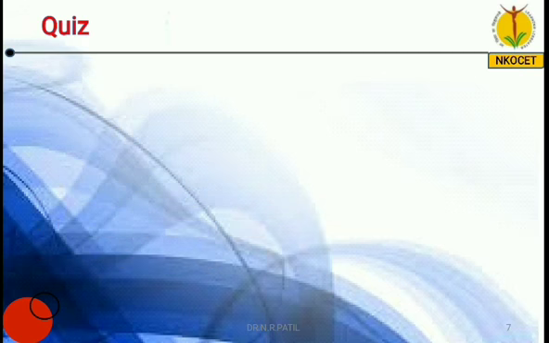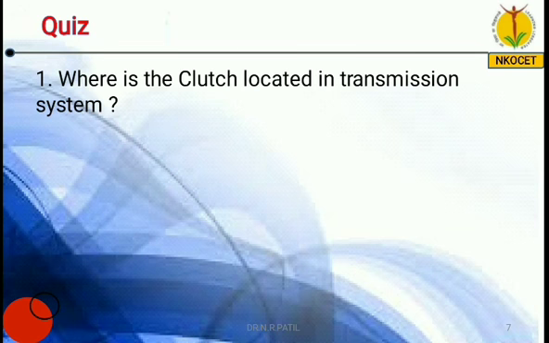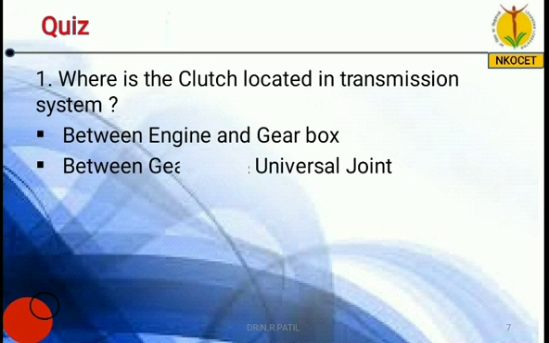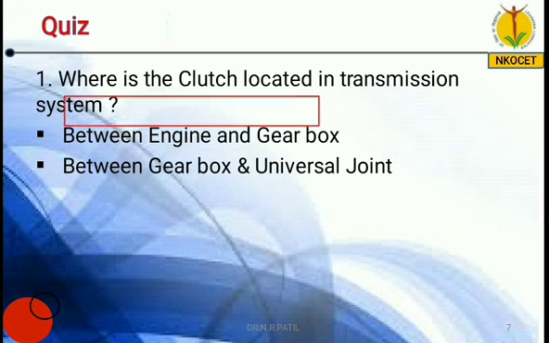Now, after knowing what is clutch, what is transmission system, I have one quiz for you. If you are able to answer this, you just check it. Where is the clutch located in the transmission system? There are two options: between engine and gearbox, or between gearbox and universal joint. So what do you think? The answer is, friends, it is between engine and gearbox.